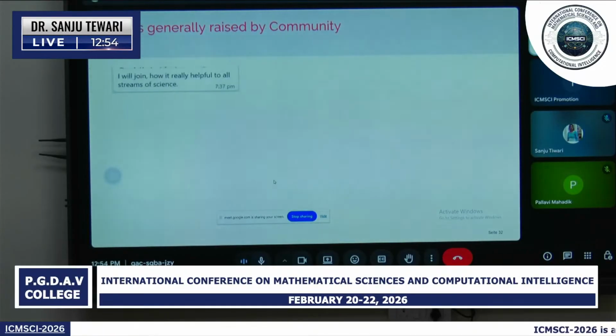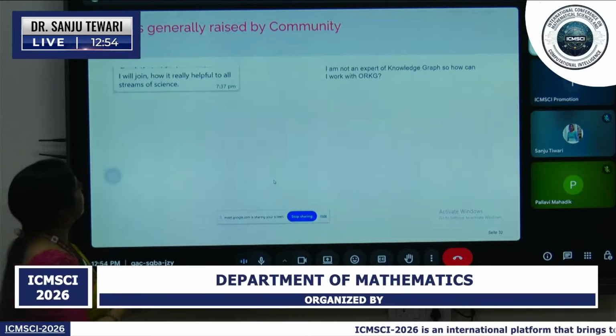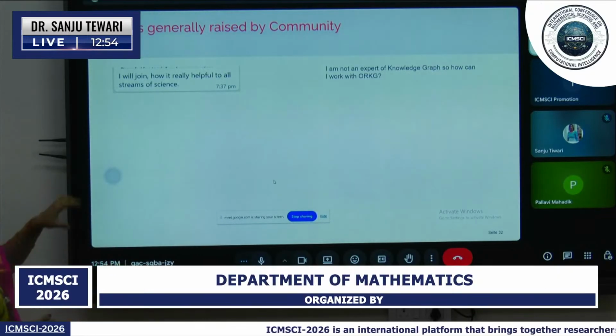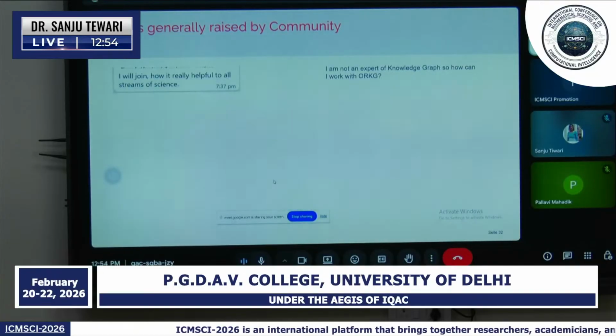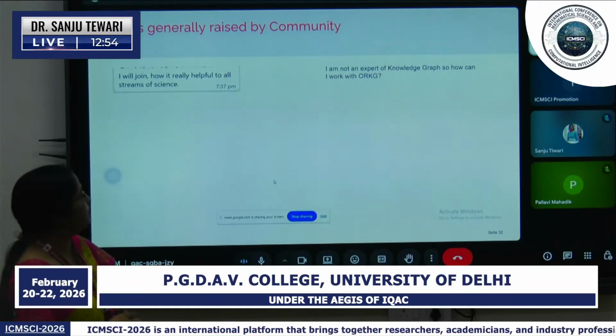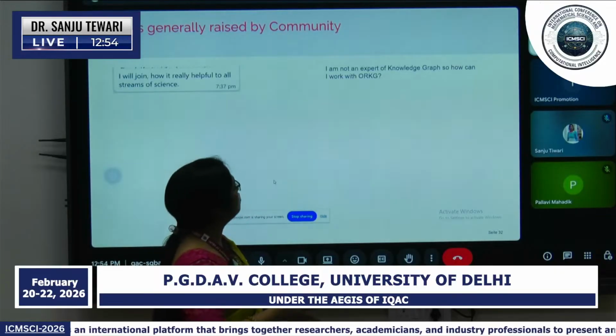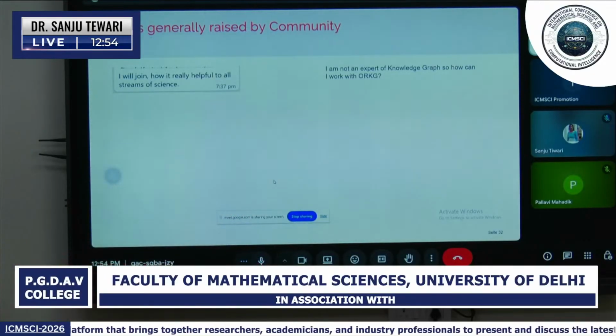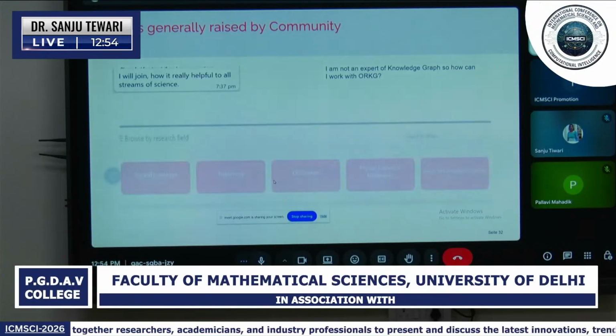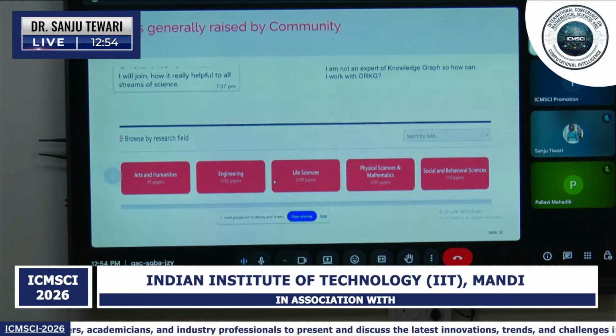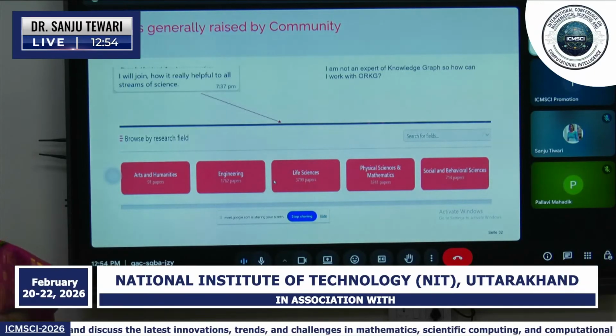When I am giving the session, in my previous experience, I have found this type of query: how is it really helpful to all streams of science? I'm not an expert in knowledge graphs, so how can I work with ORKG? Generally, I got this type of question. So we can see that there are all streams of sciences, and it is not required because they have a front end, and it can be used easily.